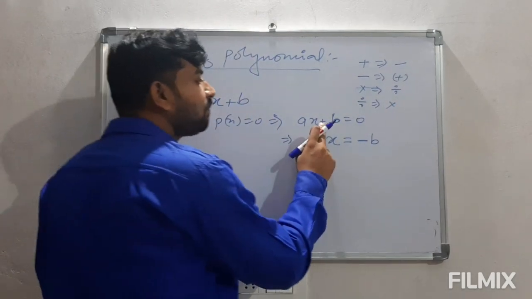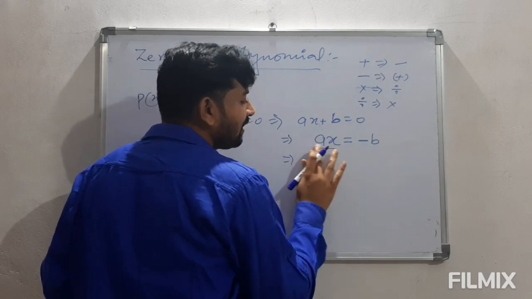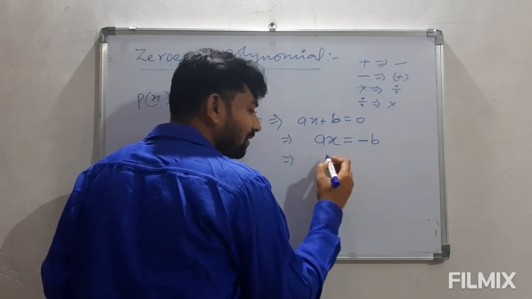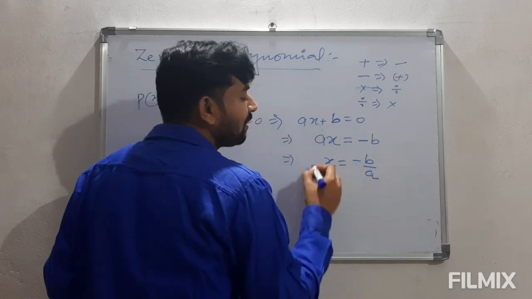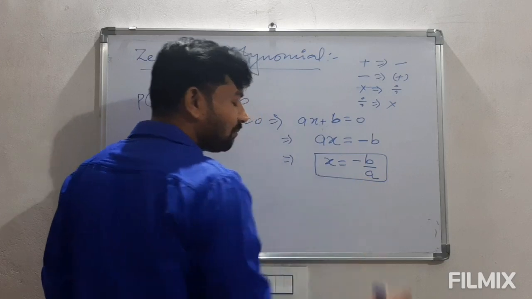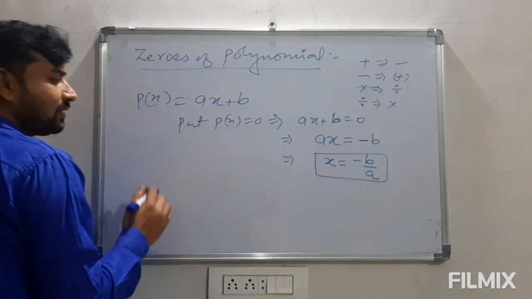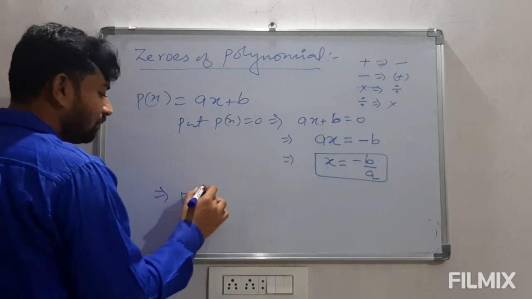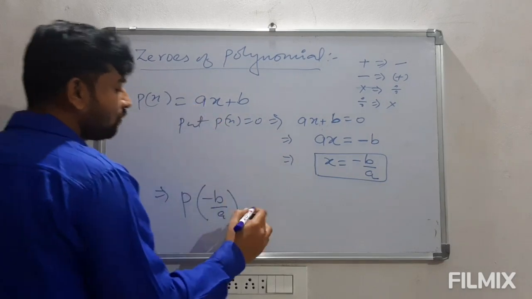So here it is with a plus sign, so it is minus b. Then this ax, here ax means a into x, so it is in multiplication. So as I told you, it will go in division. So from here the value of x is minus b by a. So this value is called the zero of p of x. So let us check. If we substitute the value of x, meaning minus b by a, in the polynomial, what do we get?